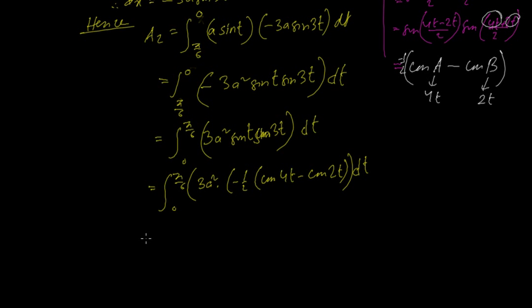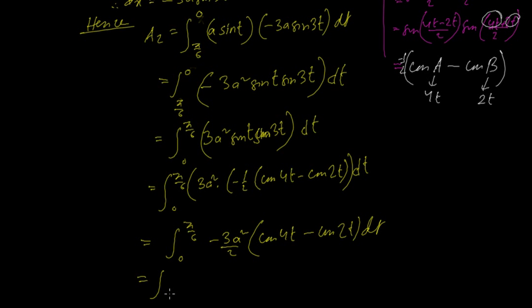By simplifying it further, we can write the integral from 0 to pi by 6 of minus 3a square by 2, cos 4t minus cos 2t dt. Now we can one more time switch this pi by 6 to 0 and this would become positive again. This comes in handy. Cos 4t minus cos 2t dt.